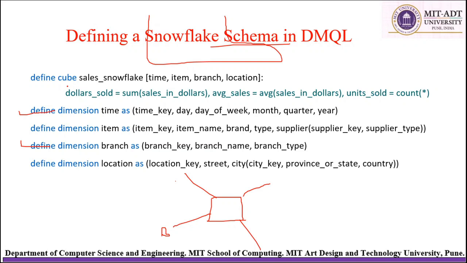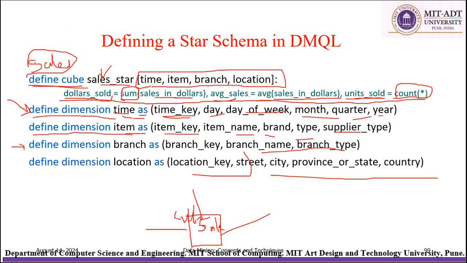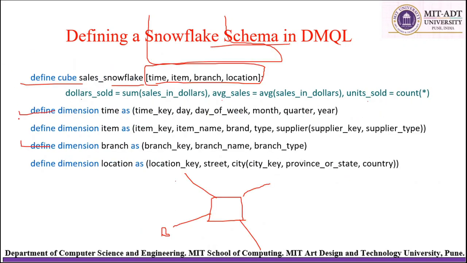Now we are defining the fact table. Same will come. Define cube sales snowflake is the name of the fact table. And these are the 4 dimensions: time, item, branch, location, right? And the same measures are here: dollar sold, average sales, and the unit sold. Okay. Now what is the difference from the star schema? Look at defining the dimension item.